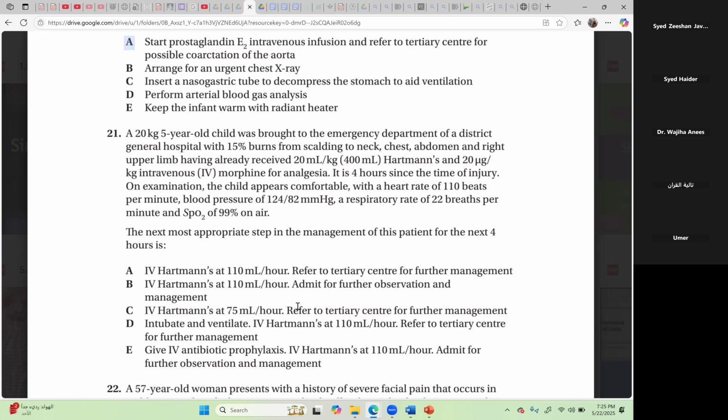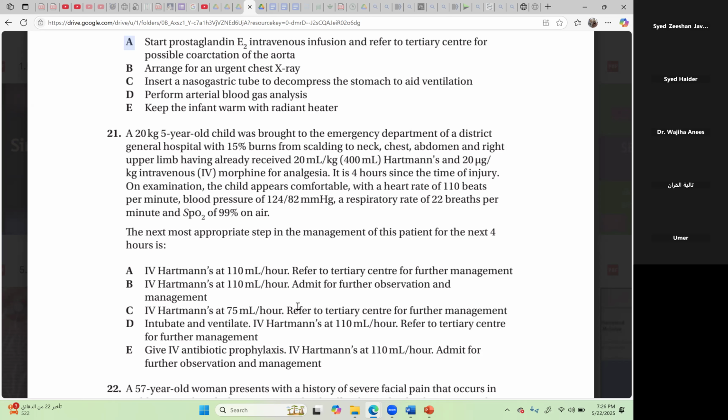Usually, how much fluid should we give? First of all, it's the Parkland formula, 4 ml per kg per percent area of burn. So it is 15% burn. So 20 into 15 into 4. So how much is it? How did they calculate 110? 1,200.